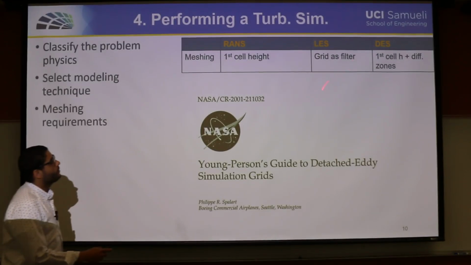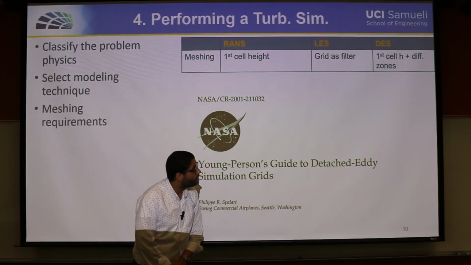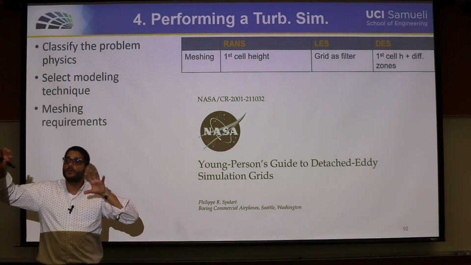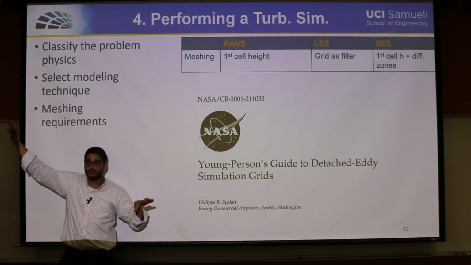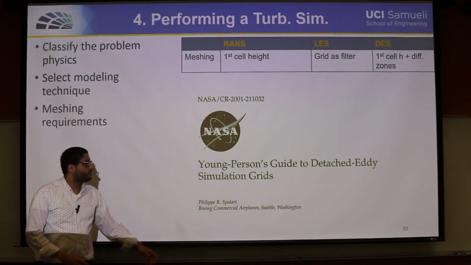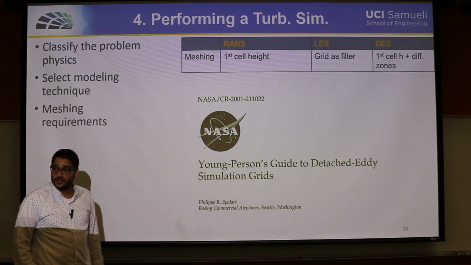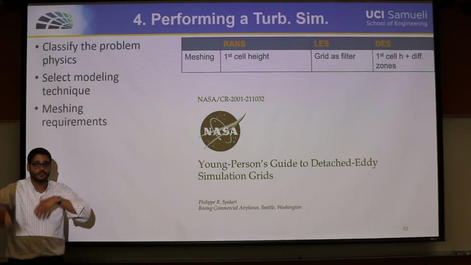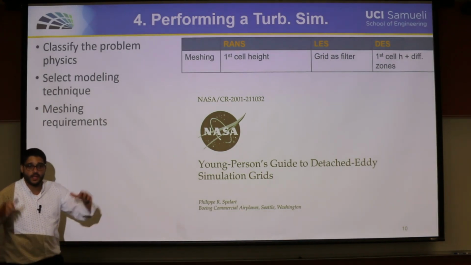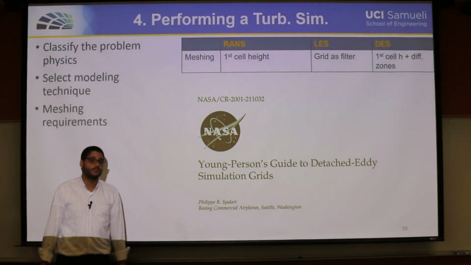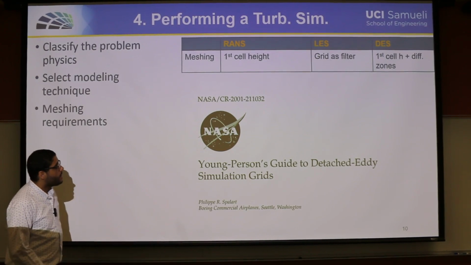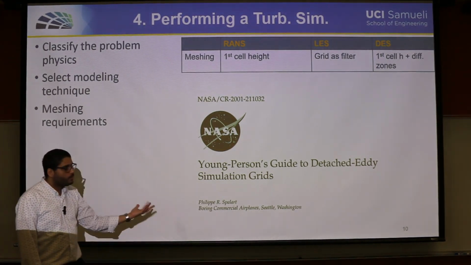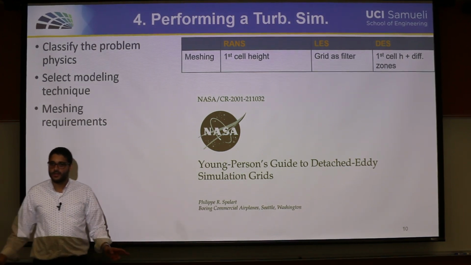For the meshing, if you are trying to do an LES, your grid is the filter. But for the DES simulation, now you are trying to come up with a mesh for both RANS and LES, remember that? This is a very delicate task, even if you are using the improved versions of the DES simulations that have those shielding functions and wall modeling. Because of that, there is this nice document by Spalart again. It's called the Young Person's Guide to Detached Eddy Simulation Grids.